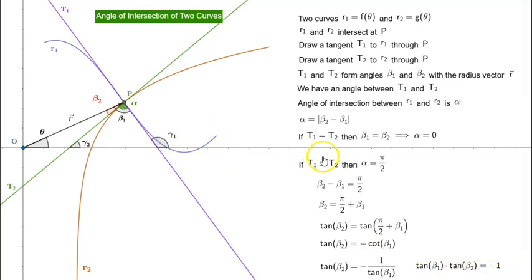Here in all this, the critical thing is the angle of intersection of two curves is alpha, which is equal to the absolute value of beta 2 minus beta 1. That was angle of intersection of two curves.